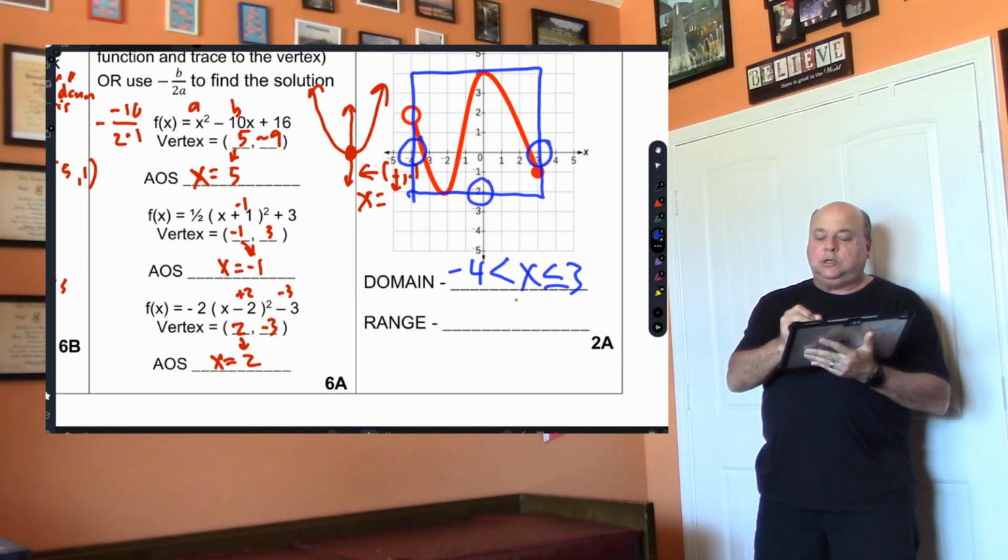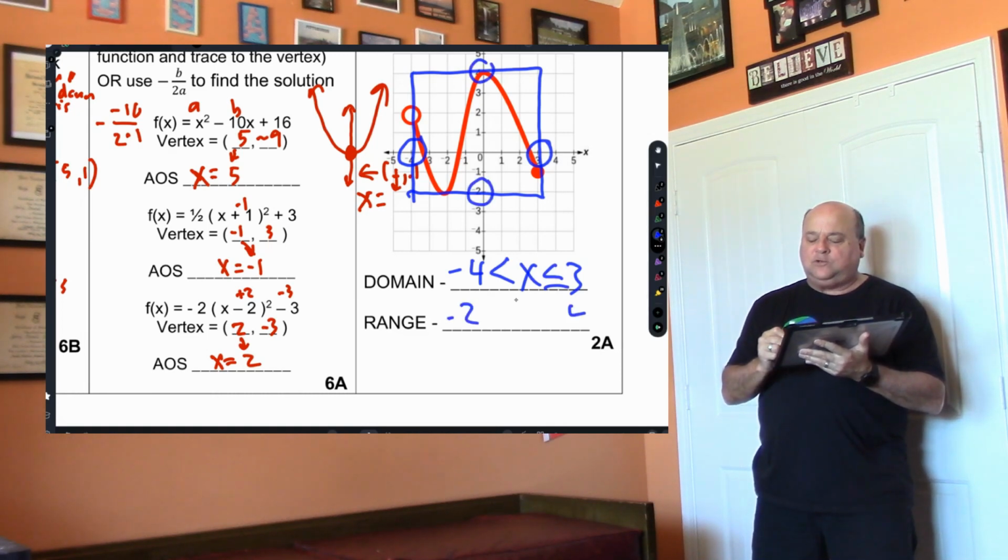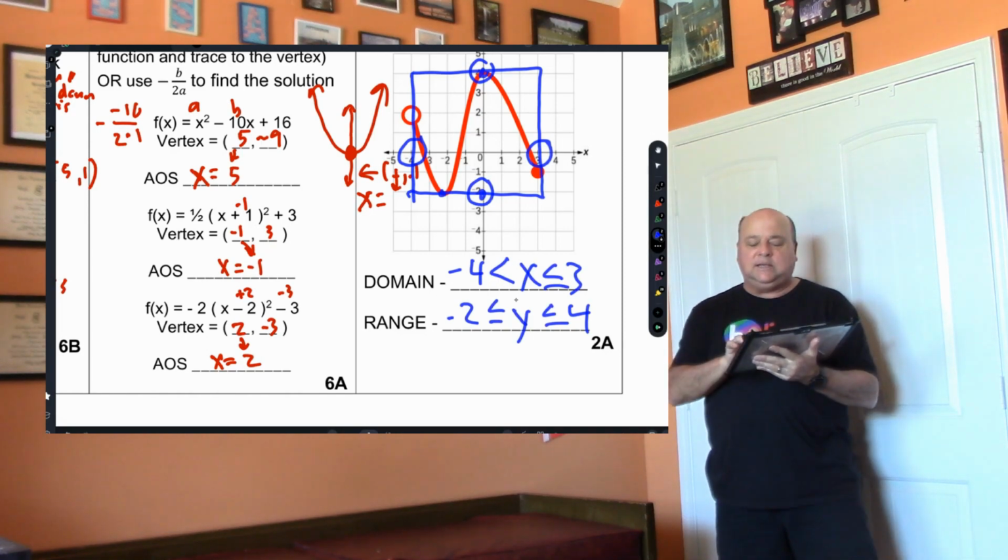My range goes from negative 2 to 4, so put negative 2 and 4 and put y in the middle. They both are at a top or bottom, so they're both going to get equal bars. You always use less thans.